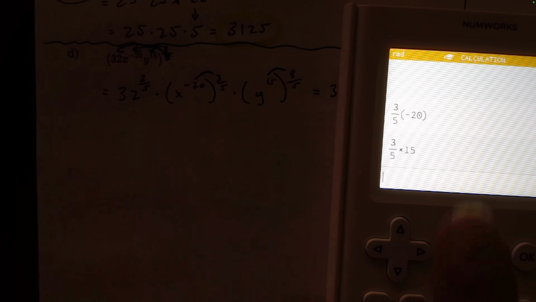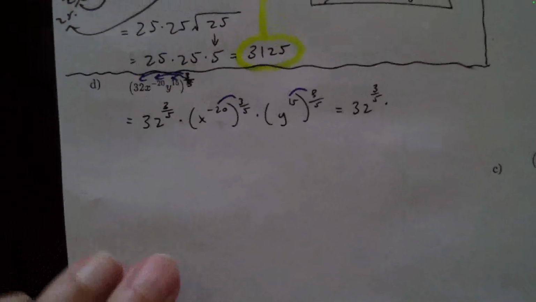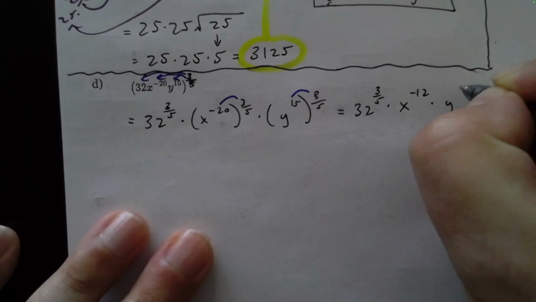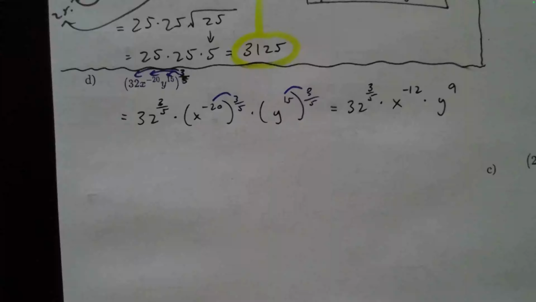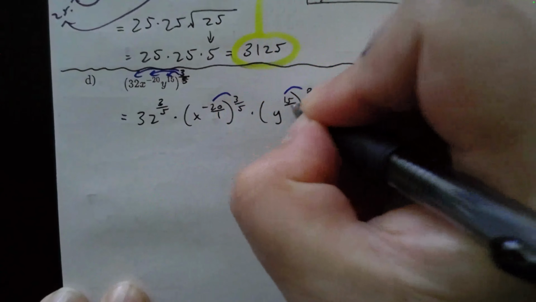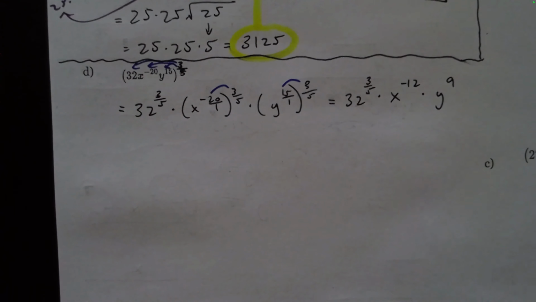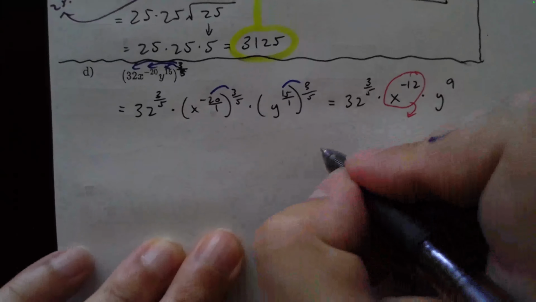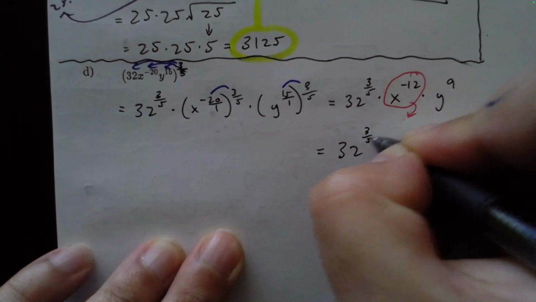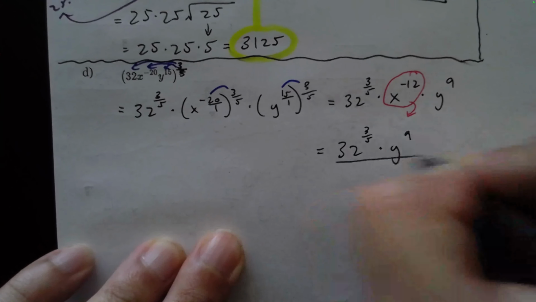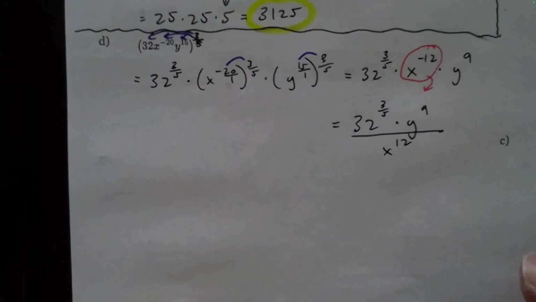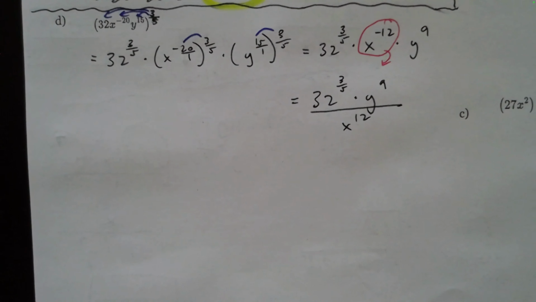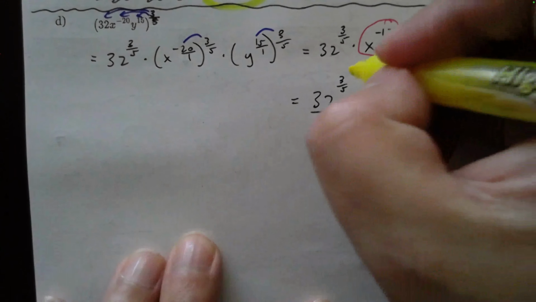And it's 9. Okay. So x to the negative 12, y to the positive 9. Negative exponents, that guy's got to go move down. So it's 32 to the 3/5 times y^9 over x^12. Last step, 32 to the 3/5.